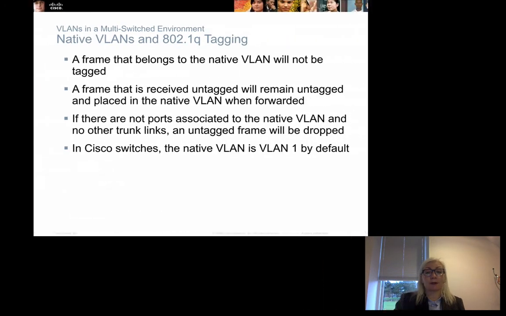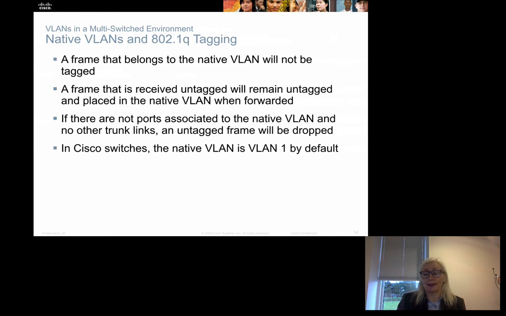There are some types of traffic that don't really like the tagging part, and this is where we have the native VLAN. A frame that has no tag will belong to the native VLAN. A frame that is received untagged will remain untagged. And if no ports are assigned to the native VLAN, then they will be dropped. And in Cisco switches, VLAN 1 is by default the native VLAN.